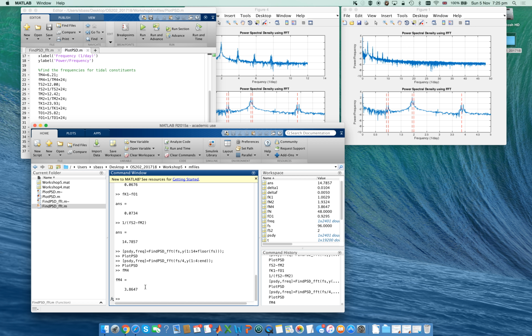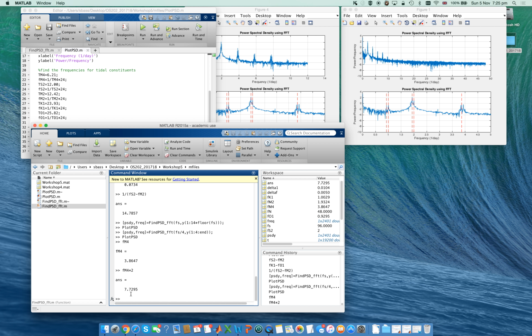Okay, so if we then want to find out what this is in days, oh sorry, this is actually hours, isn't it? So this is 3 point, well, that's right, this is in days, we did it in days. So yes, we did multiply by 24. Okay, so we want to then multiply this by 2 to get our minimum sample rate. So if we go FM4 times 2, the minimum sample rate that we need is 7.7295 times per day.